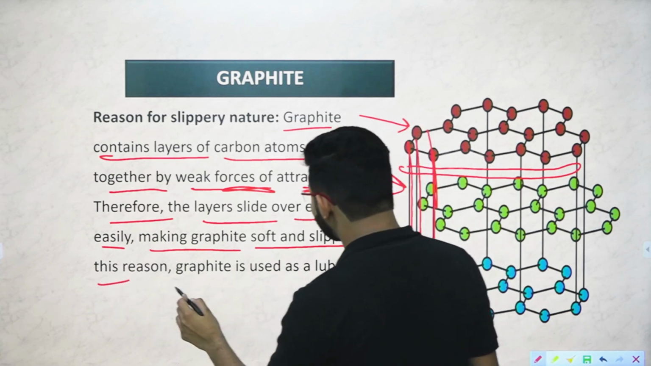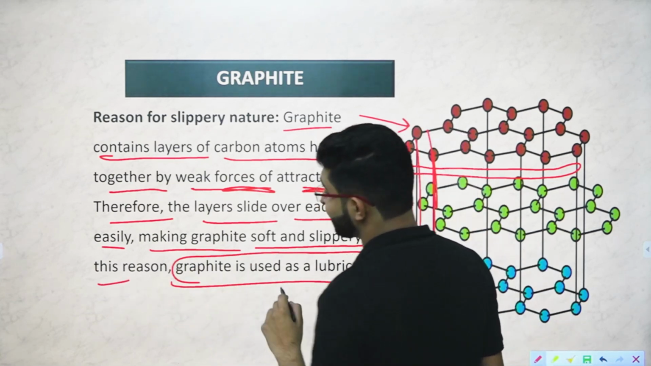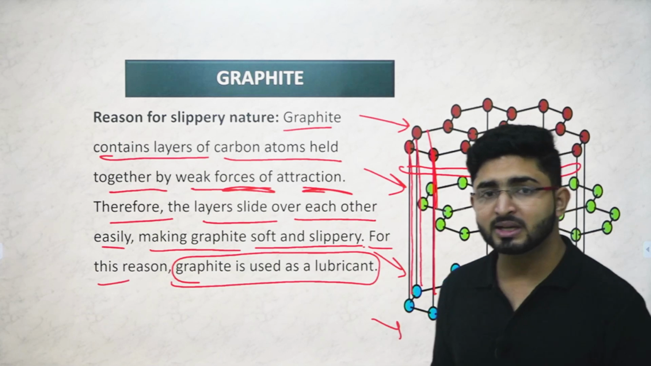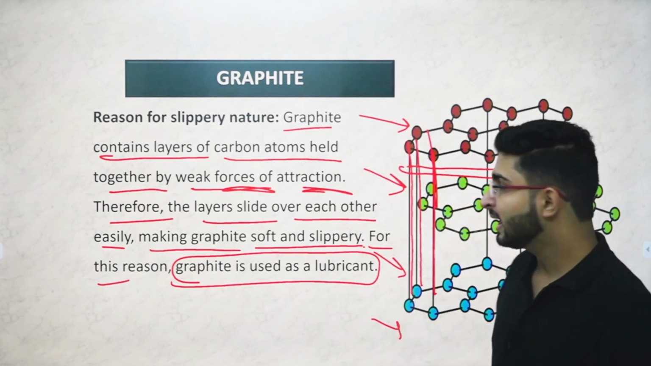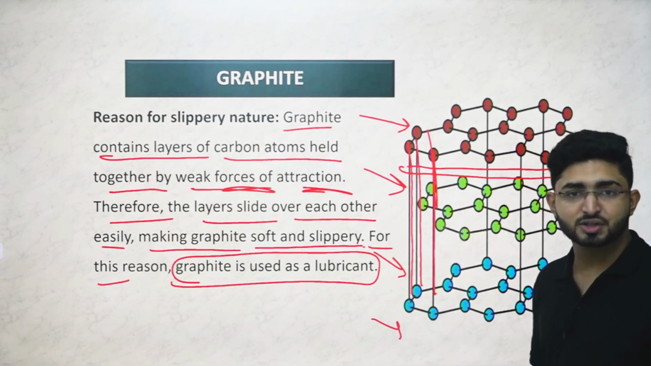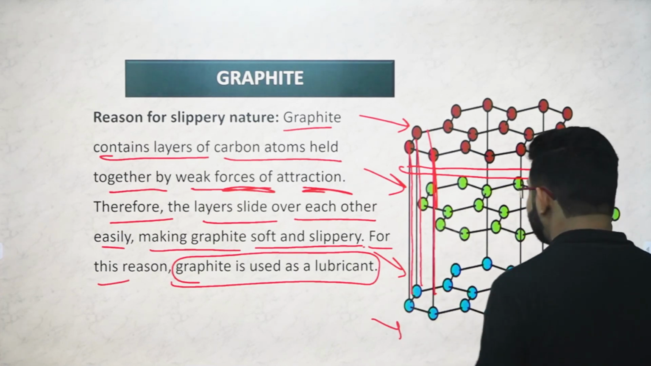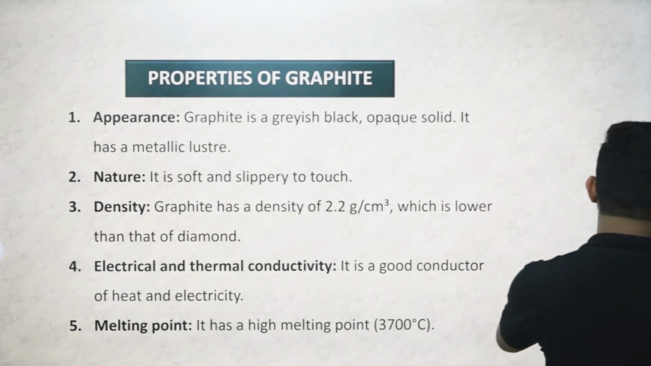For this reason, graphite is used as a lubricant, and that's why we use graphite as a lubricant in our household uses or in machinery also. Okay, I hope you understood this topic also. Take the screenshot. Moving ahead, we have the next topic, that is properties of graphite.